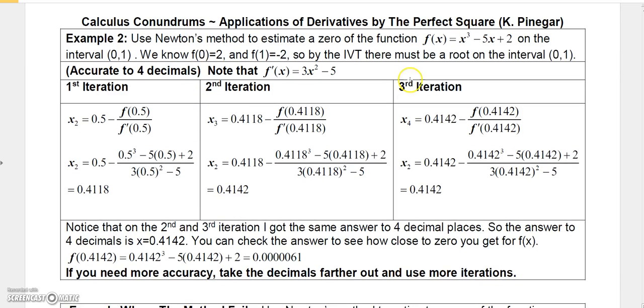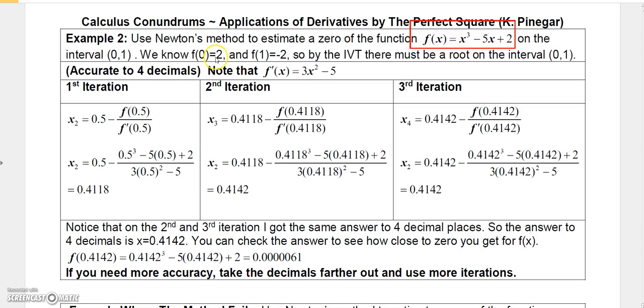Okay, let's do one more. The function here is x cubed minus 5x plus 2, and we want to find the root that's on the interval from 0 to 1. Because this function might have more than one root, we've got to be specific about where we want the root. First of all, let's check and make sure that the sign changes.